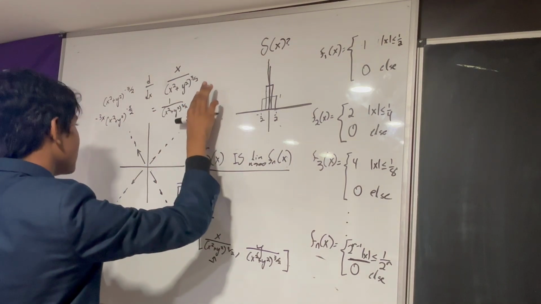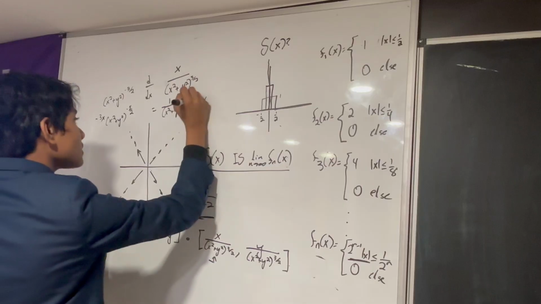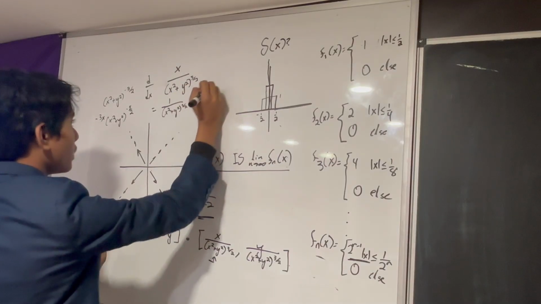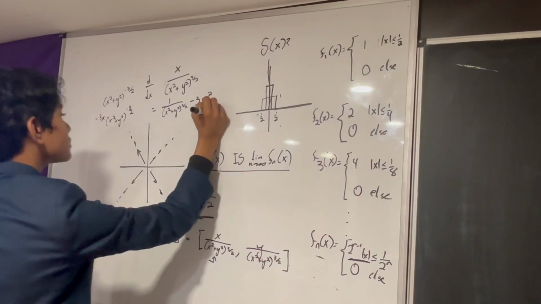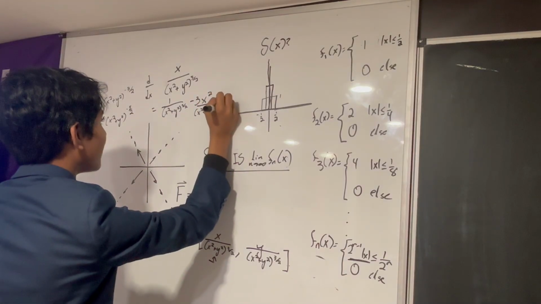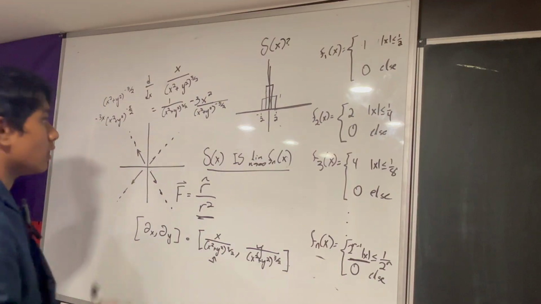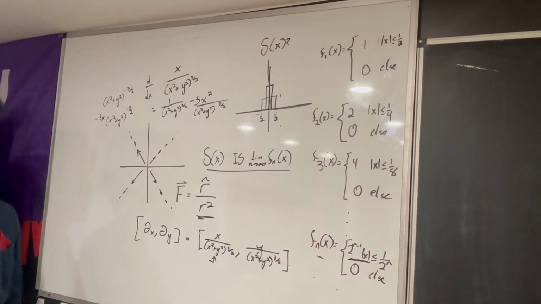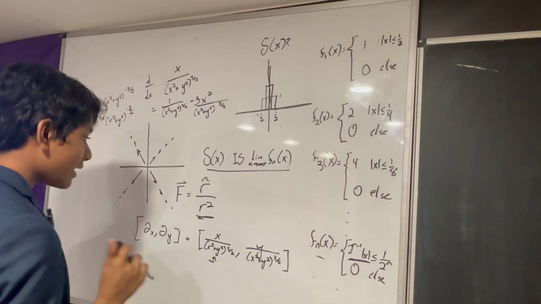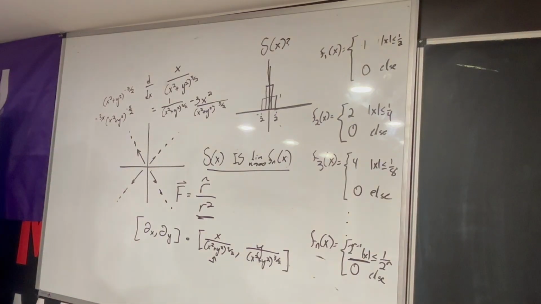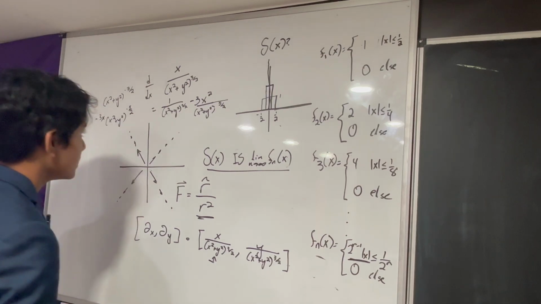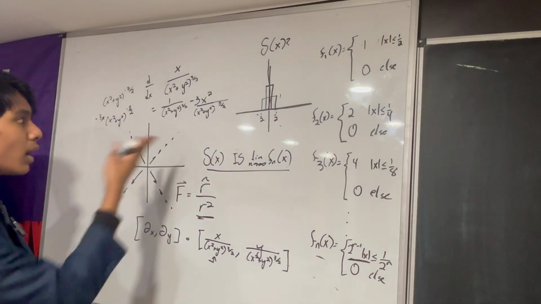So this is going to be what? Minus 3x squared divided by x squared plus y squared to the, oh, to the positive 5/2, sorry. So, I mean, things look fine so far. Now, what happens if we try this with y?